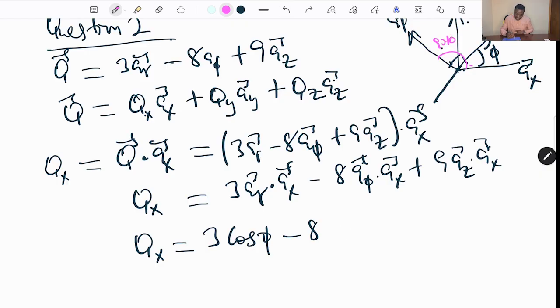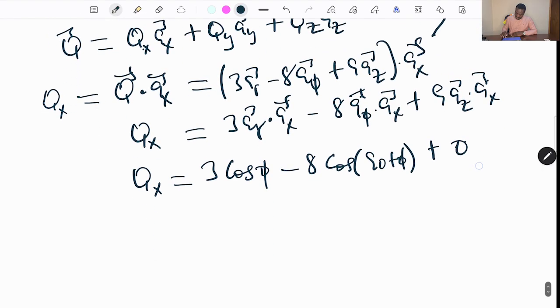So I can write here cos 90 plus phi. And then we do the last one. Here is just what? A_S, A_Z, right? These are also unit vectors of the cylindrical coordinate system. So as a result, the angle between them is 90 degrees. So their dot product is going to be what? 0, because cos 90 will be what? 0. So here will be 0.